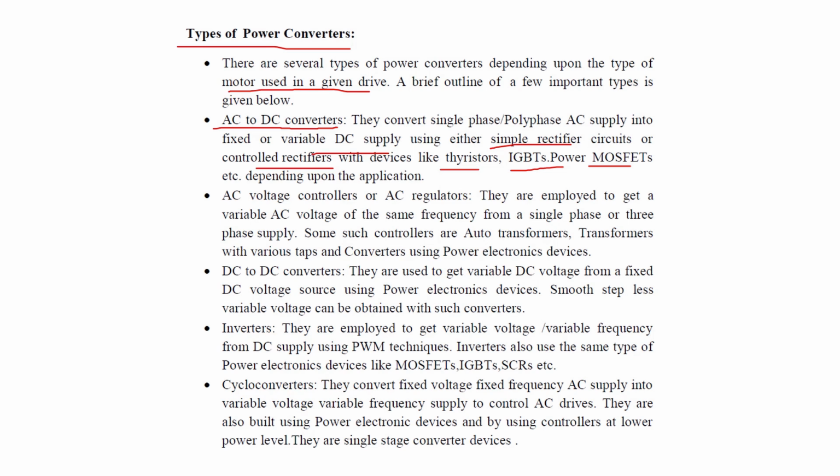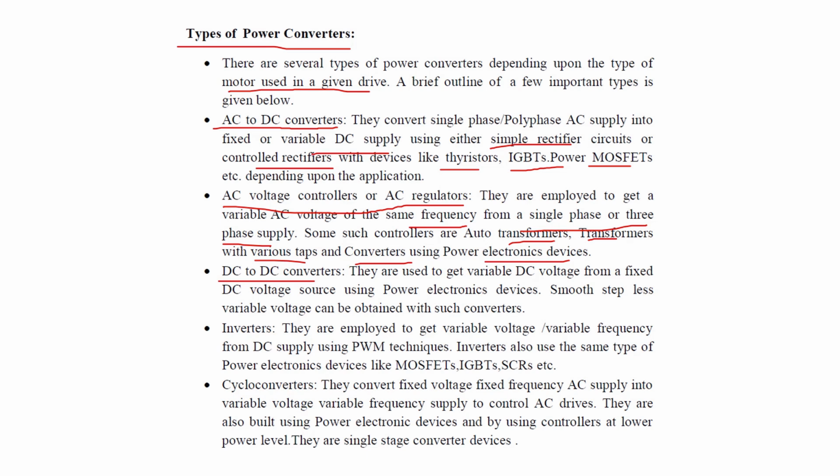Next, we have seen the AC voltage controllers or AC regulators. They are employed to get a variable AC voltage of the same frequency from a single phase or three phase supply. This is very important. Such controllers look like an auto transformer with various taps, or converters using power electronics devices.